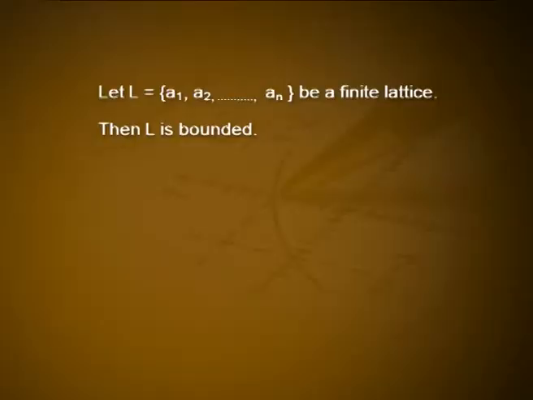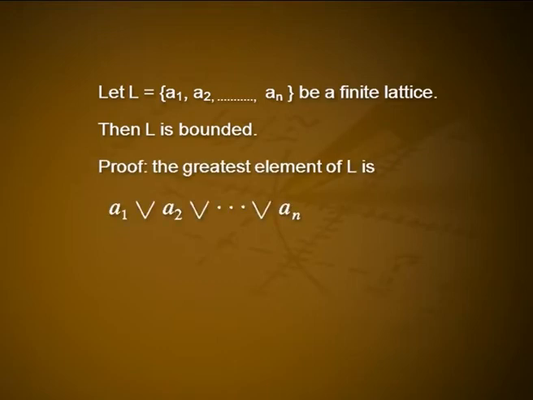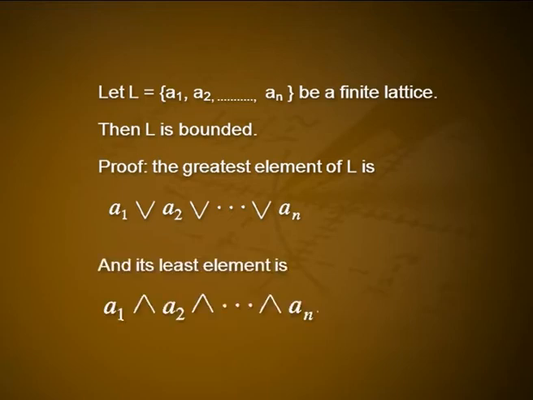Theorem 5. Let L = {a1, a2, ..., an} be a finite lattice, then L is bounded. Proof. The greatest element of L is a1 join a2 join ... join an, and its least element is a1 meet a2 meet ... meet an. Next is distributive lattice.